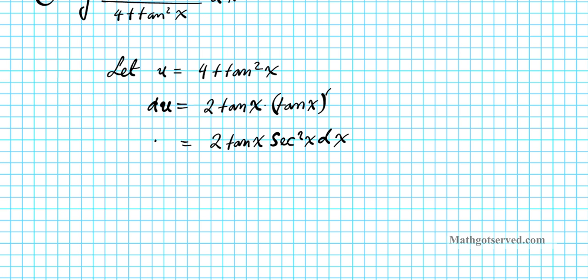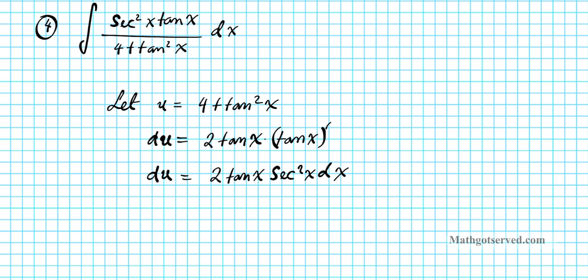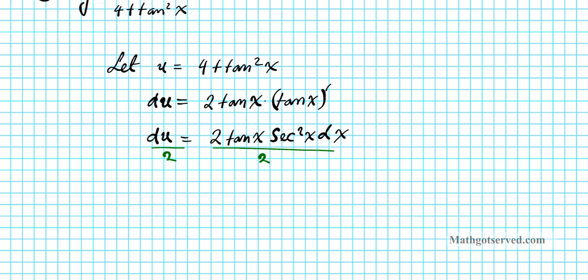So that's du. So is this an integer multiple of the numerator function? Absolutely. Okay, if you multiply the numerator function by 2, you get this right here. So this is exactly what we like. So what we're going to do is divide both sides by 2 so that we can have a clean substitution of tan x secant square x dx. So if we divide by 2, we're going to have du over 2 equals tan x secant square x dx. Now we're ready to make our substitution.